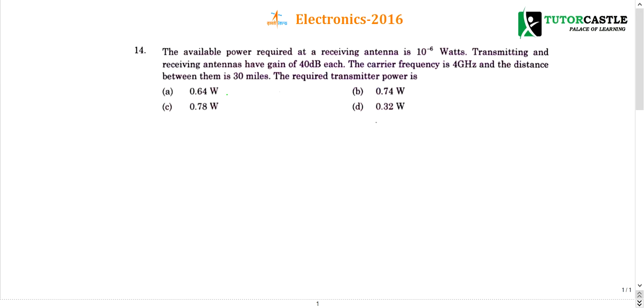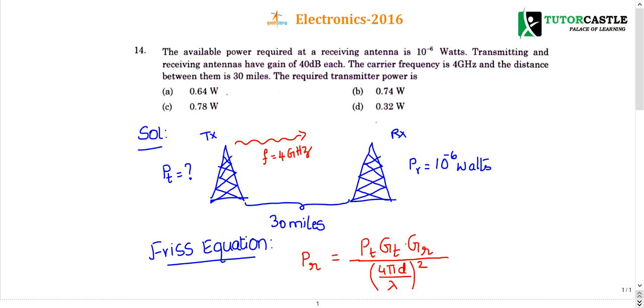So I'll show you in the form of a picture. There is a transmitting antenna and there is a receiving antenna. This is a transmitter and this is a receiver, assume. These two towers are separated by 30 miles, that is given in the question. And he is asking what the transmitted power is.